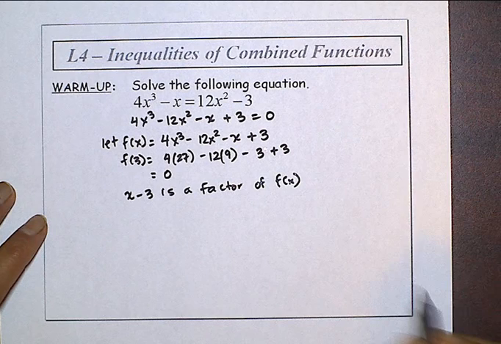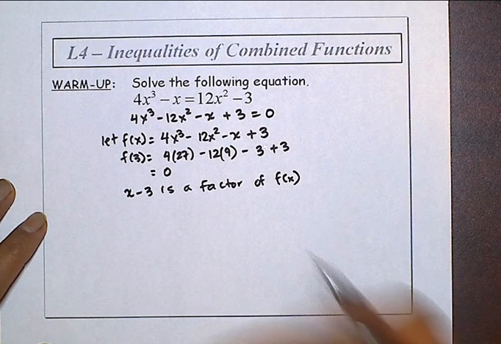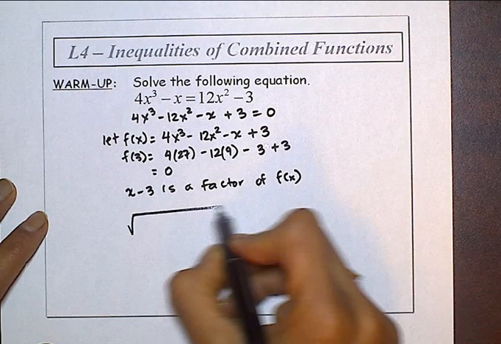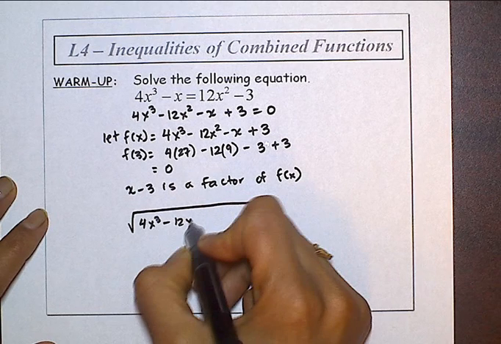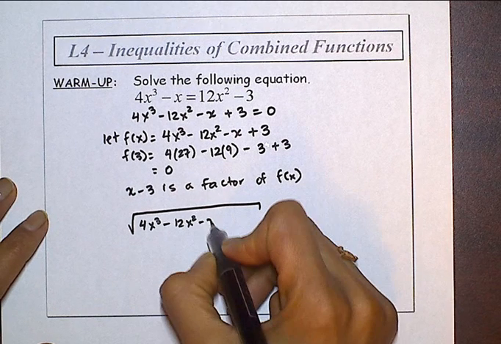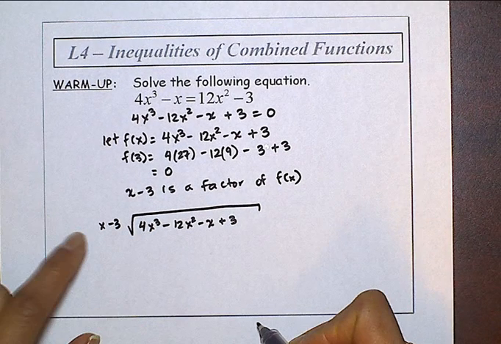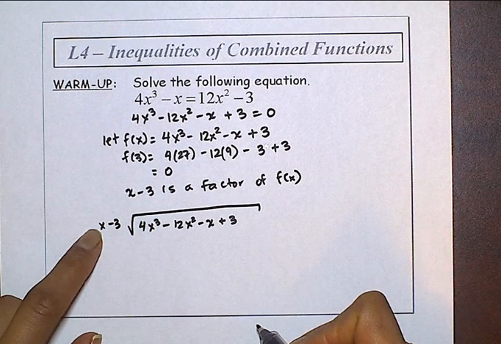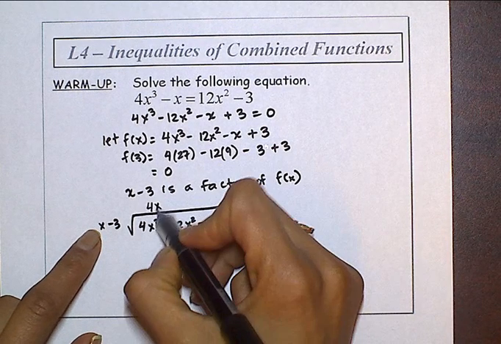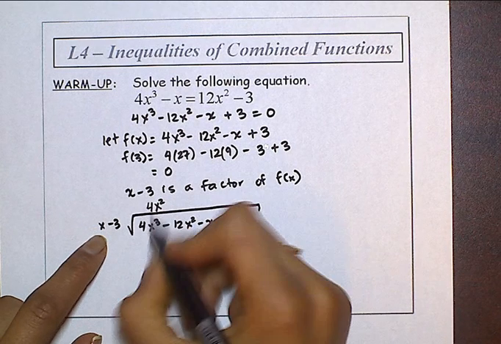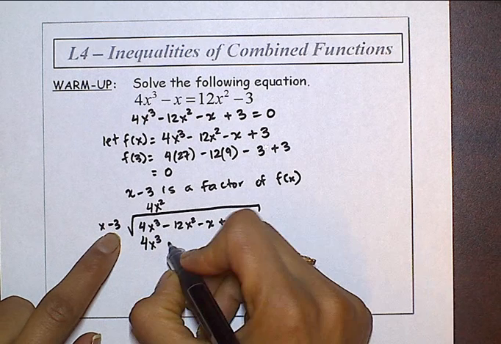Okay, so since we have figured out one of the factors, we're going to use long division to figure out the other factors. So I'm just going to set up my long division. I have 4x cubed minus 12x squared minus x plus 3, and I'm dividing it by x minus 3. So I'm going to multiply x by 4x squared to get 4x cubed. So 4x squared times x is 4x cubed. 4x squared times negative 3 is negative 12x squared.